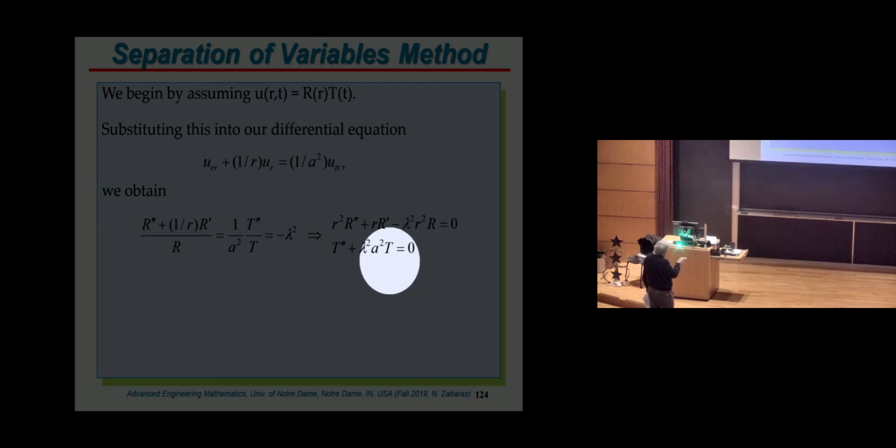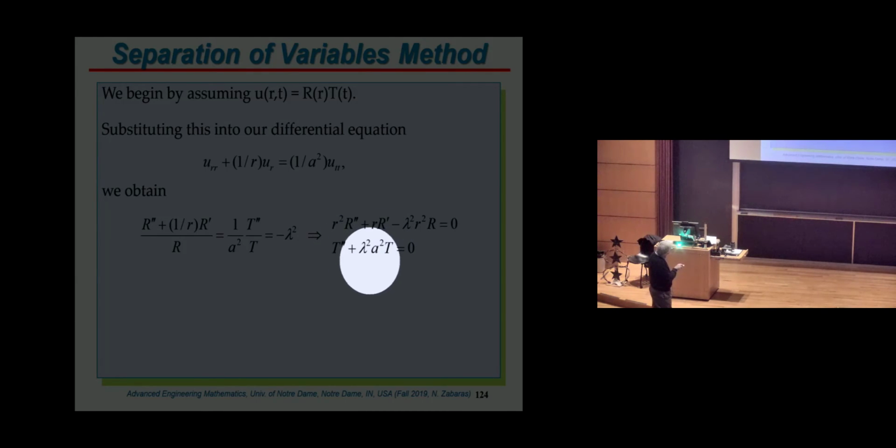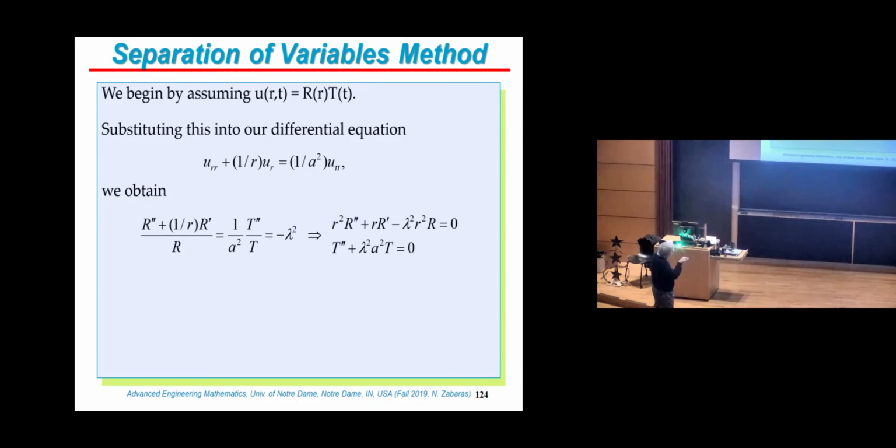What type of solutions does capital T have? What type of solutions will we get for capital T? Sines and cosines, all right? So we're going to get sines of lambda at and cosines of lambda at. And what type of equation is this one? Actually, if you like, just cancel an R from there. What type of equation is that?